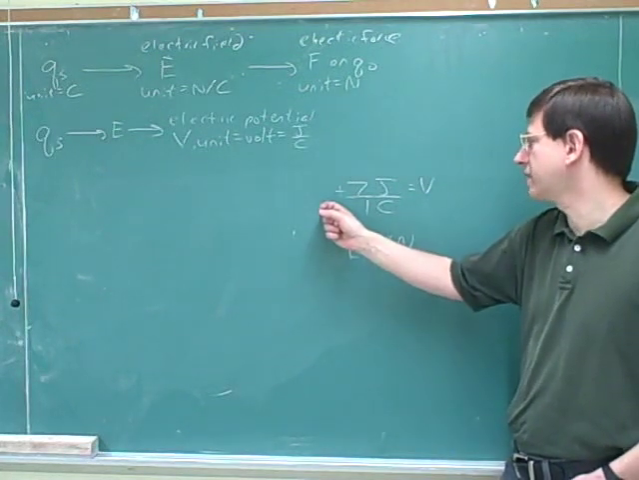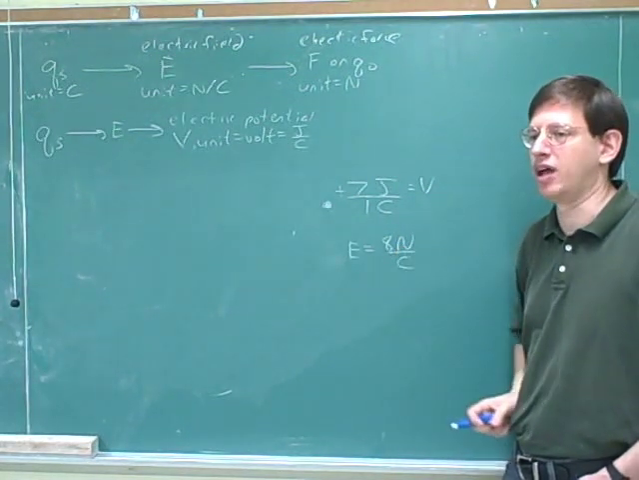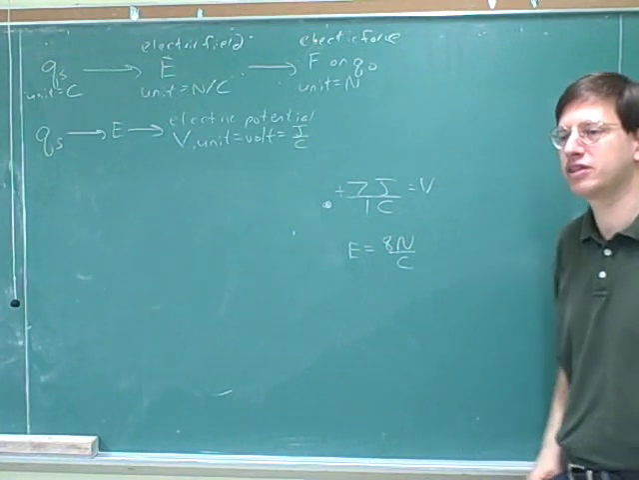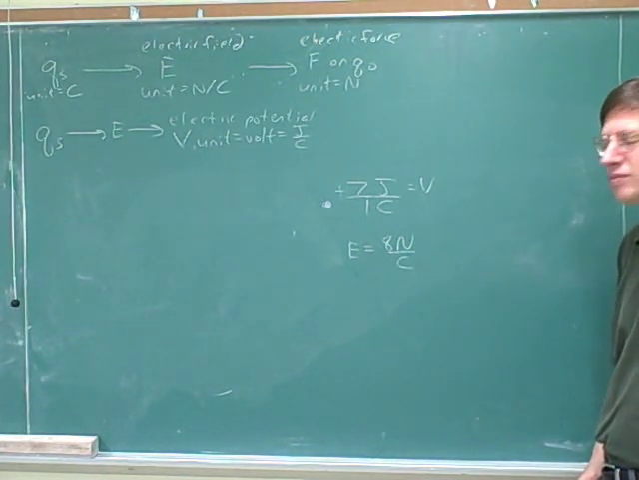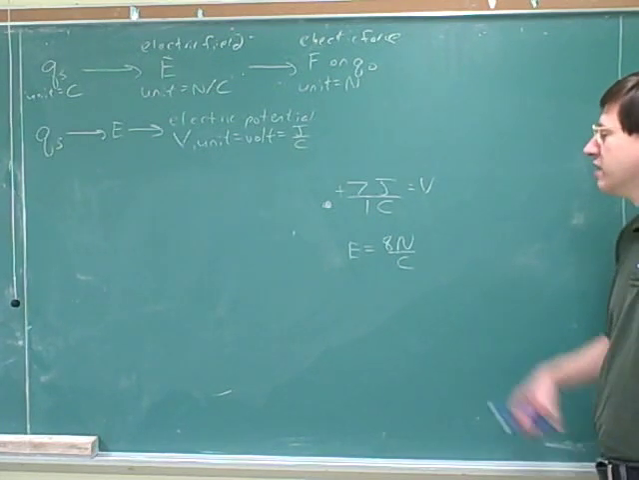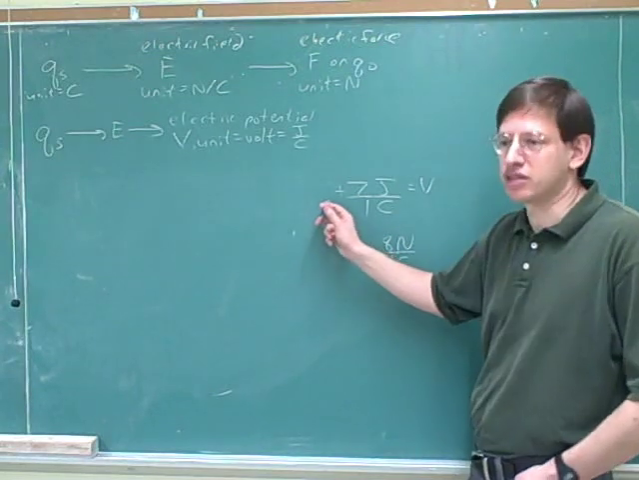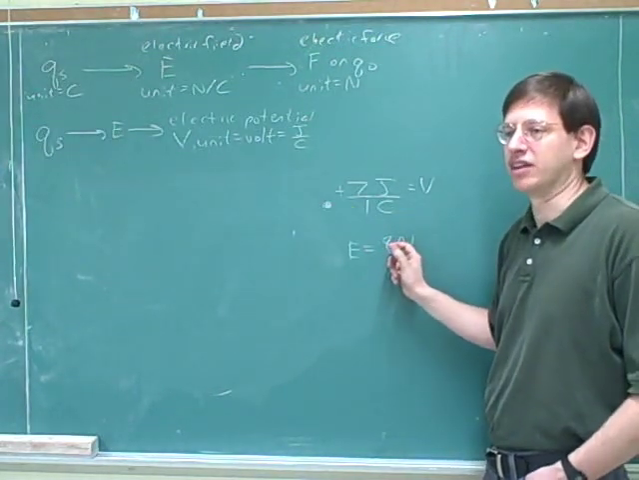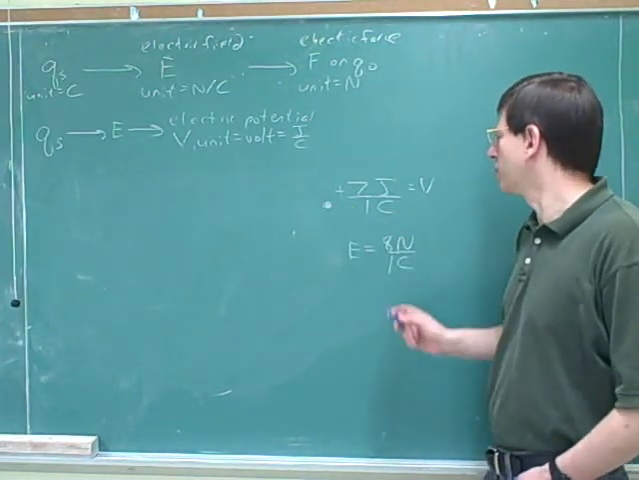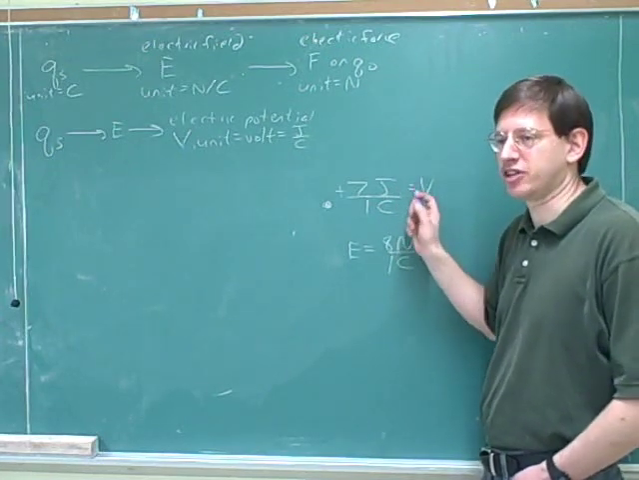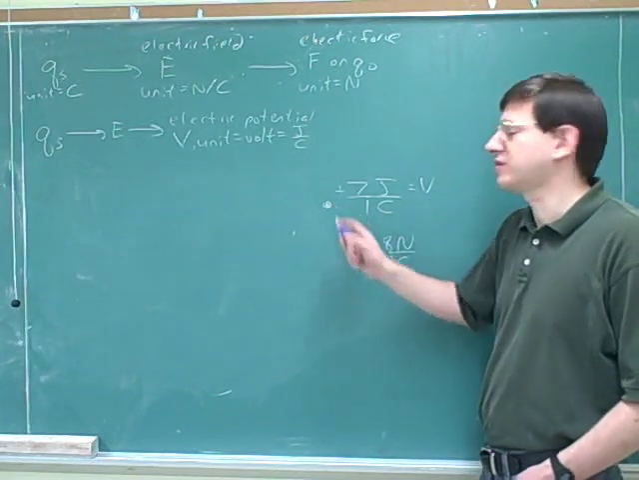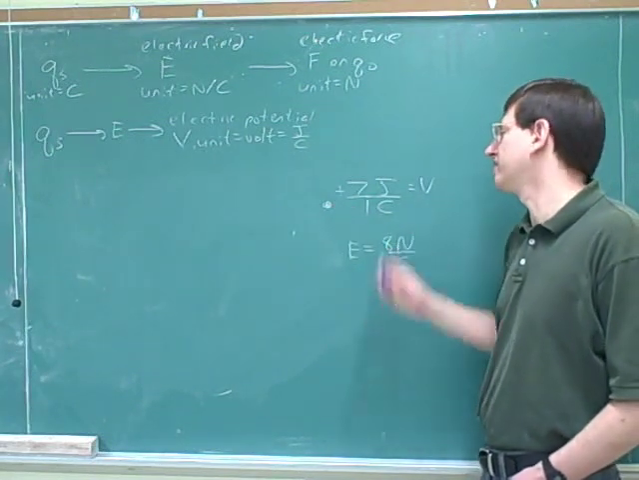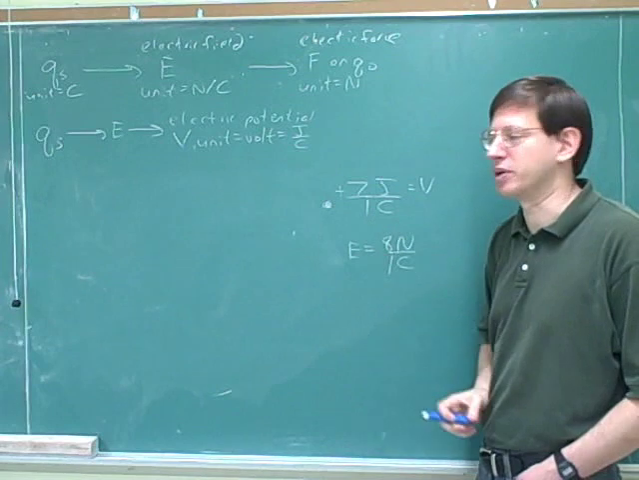Suppose that the electric field at this point in space is 8 newtons per coulomb. What does that tell us about this point in space? A 1 coulomb charge feels 8 newtons of force. If we put a 1 coulomb charge at this point in space, it would feel 8 newtons of force. Okay, so we want to see the analogy between our interpretation of potential and electric field. Those are both characteristics of space that tell you what would happen if you put a 1 coulomb test charge at that point in space.